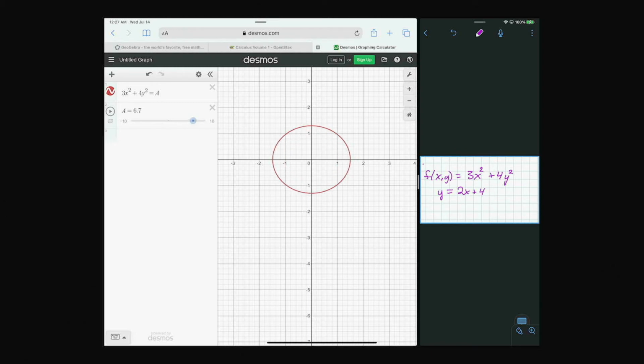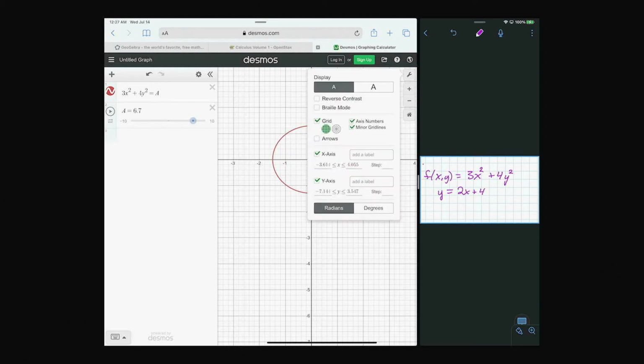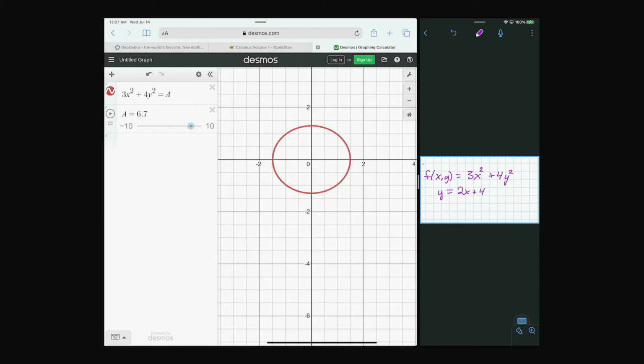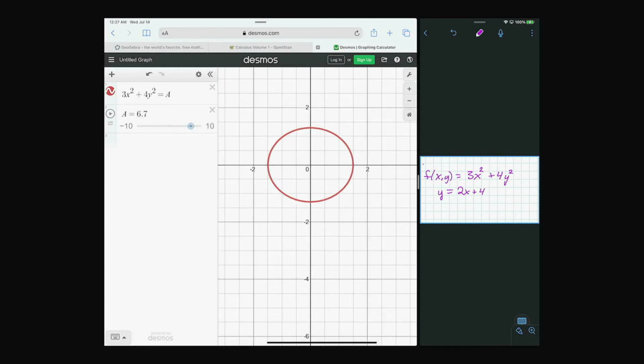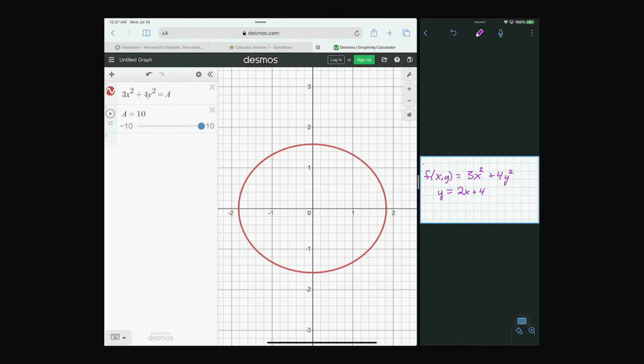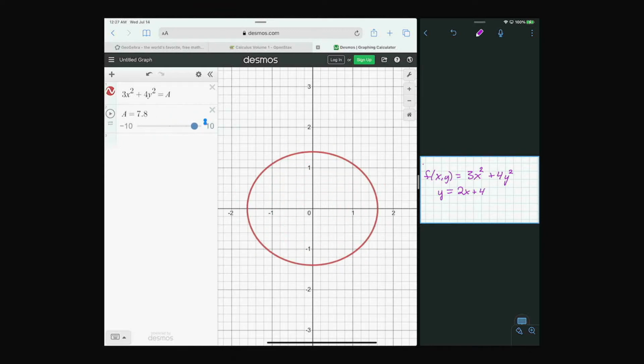Okay. Let me see if I can make this a little bit bigger, thicker lines and that sort of thing. Okay. So these are level curves, right? So when I have it on 6.7, that's what A is right now. The level curve is function equals 6.7. If I go up to 10, there's the level curve for A equals 10, F equals 10, right? So you can get whatever level curves you want.